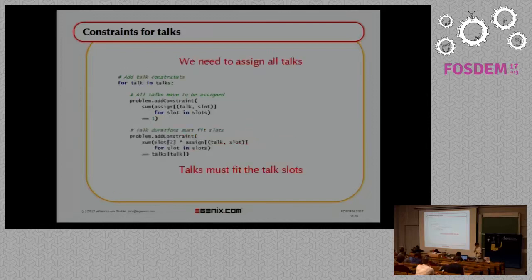And then next, we need to assign all talks because we want to give all the speakers a chance to talk. The talks must fit the talk slots, so the durations have to match between those two. Again, you use the sum function for that. In the first one, you say, okay, the sum must be equal to 1, so every single talk must be assigned. In the second one, you look at the slot durations that you have, and you make sure that the slot duration for the slot that you assign to a talk is equal to that talk duration.